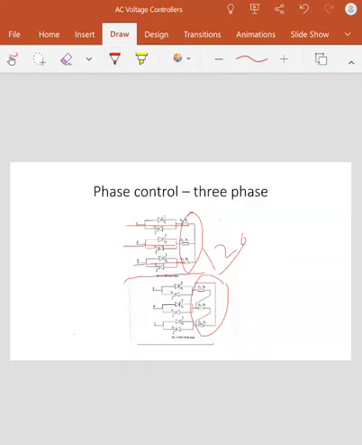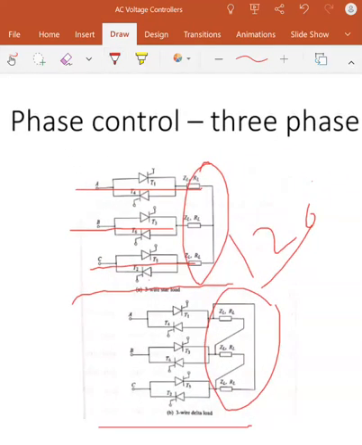Respective thyristors means here if I want a positive voltage, I am going to turn on T1, T3, T5. If I want negative voltages, I am going to turn on T4, T6 and T2. In this way, by triggering, we can control the phase of the three phase circuits. Okay? Thank you.